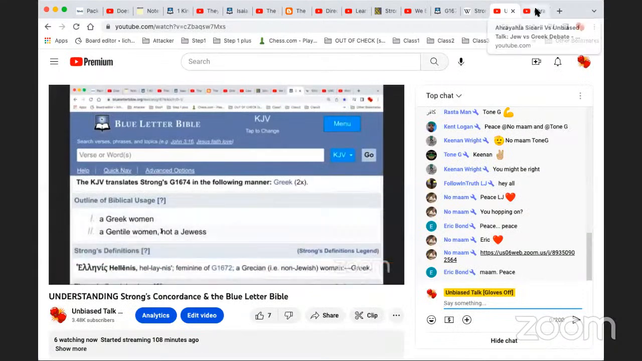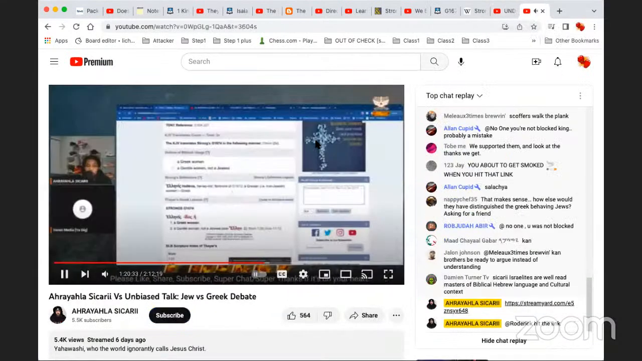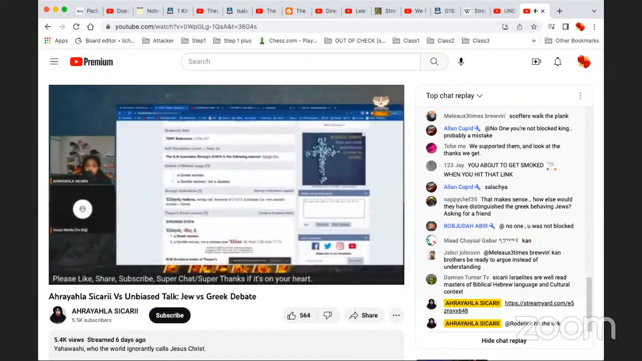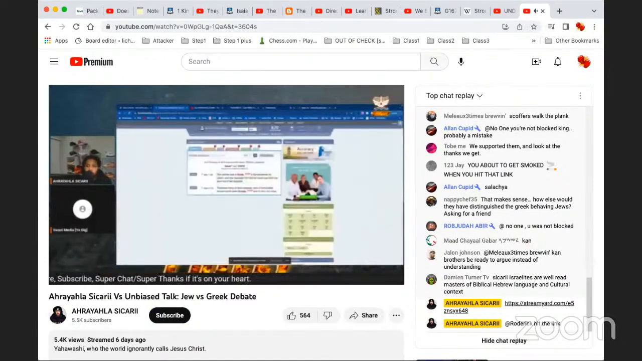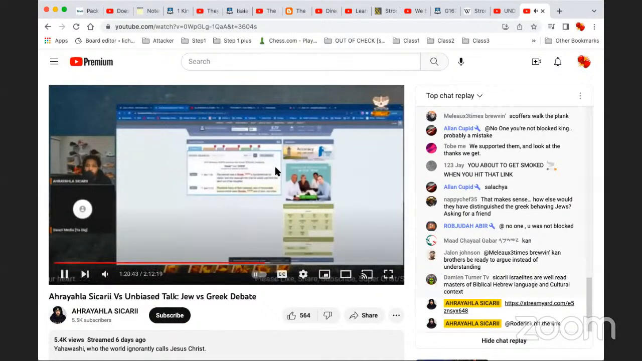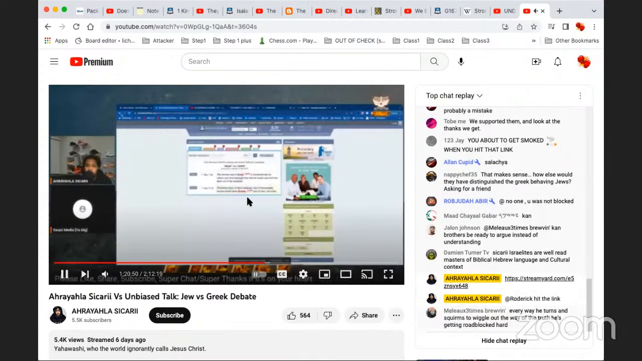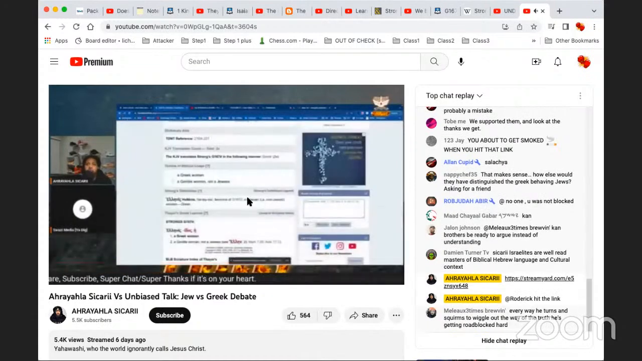Okay, so now let me go to this. Again, for anybody else, it's used twice. It's used in Mark 7:26, and it's also used in Acts 17:12. Many of them believed, and also honorable women which were Greeks, right? So it's just saying those are the same nation of people, right?